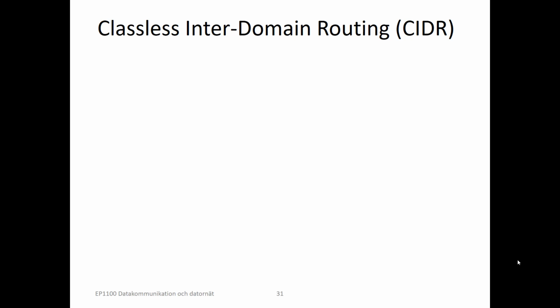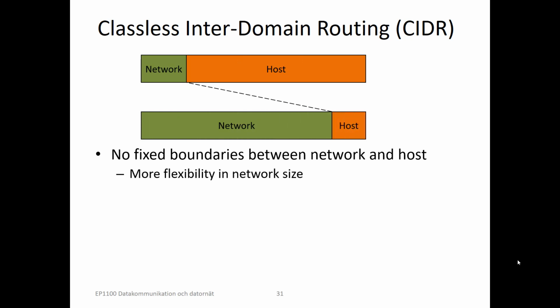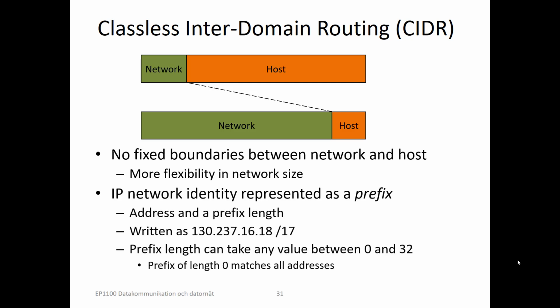For CIDR, there are no fixed boundaries between the network and the host ID. You could have a split where the network is a small part of the address, or you could have another way, where the network ID is the major part of the address. The IP network identity is represented as a prefix. That means that we take an IP address and then we have to know how long the prefix part, so the network ID, is on that address.